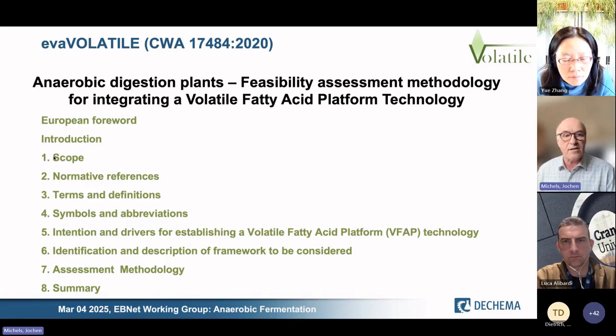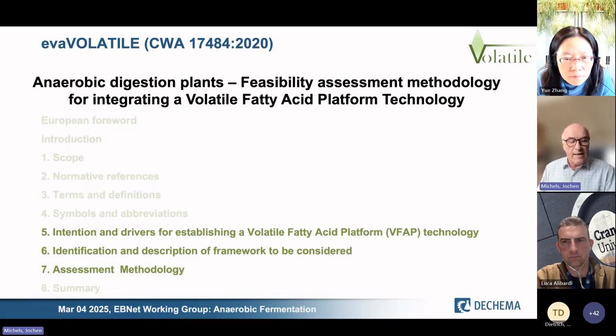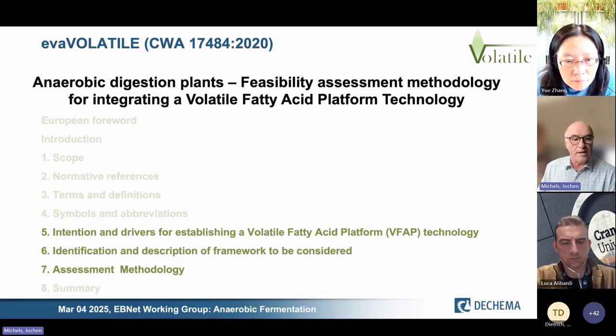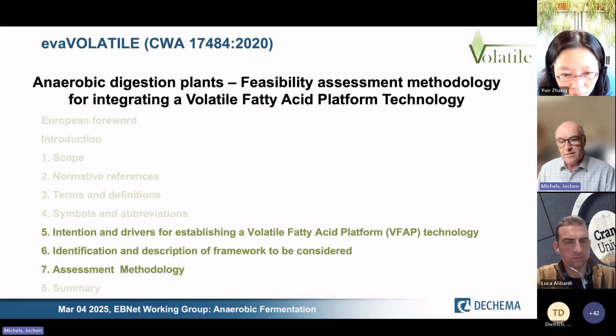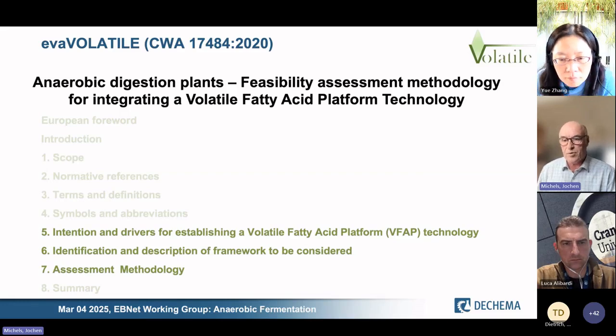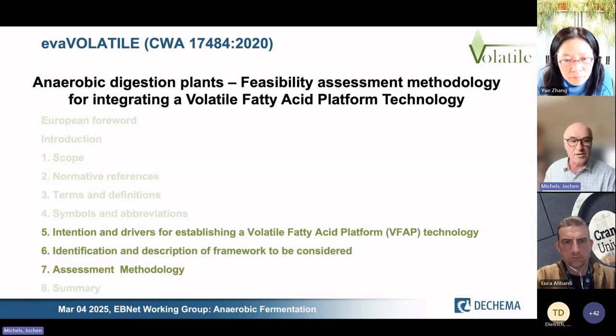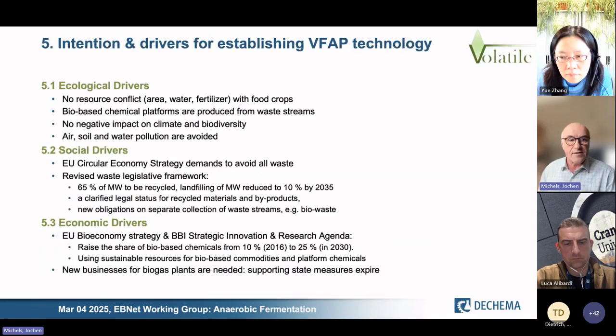This is the structure of a CWA, and there are many very administrative topics. So I will focus myself on the sections where we put direct input from our results from the Volatile Fatty Acid Platform technology. So section 5 here is on intention and drivers, just to give you an impression of what we had under consideration for the VFAP technology.